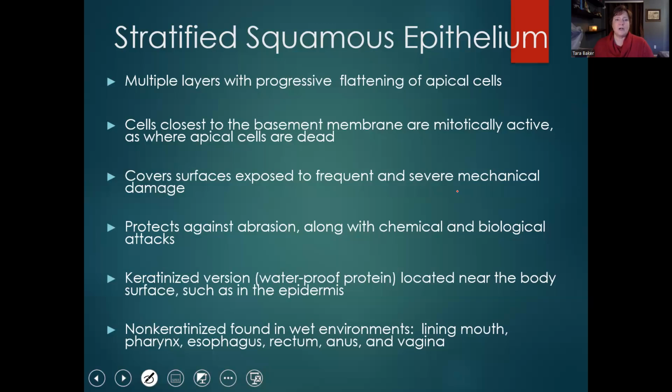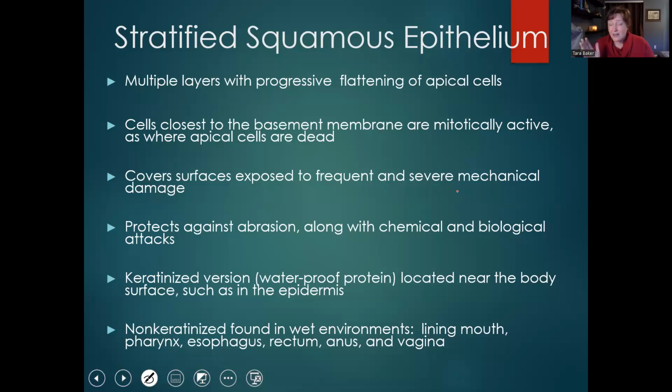So we see stratified squamous wherever the cells are going to be exposed to frequent and severe mechanical damage. So your skin, whenever you wash your hands, whenever you use a fork and knife, whenever you use a pencil, when you're typing, you are putting pressure on those cells. So these stratified squamous cells are there on purpose to get sloughed off, and they're protecting you against abrasion.